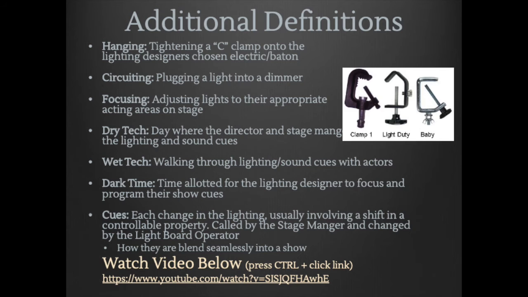And then cues. A cue is each change in the lighting, usually involving a shift in a controllable property, called by the stage manager and changed by the light board operator, and how they blend seamlessly into a show. That was very clunky in words, sorry about that. But a cue is this: light cue 1 is something different from light cue 3. There is a change on stage.